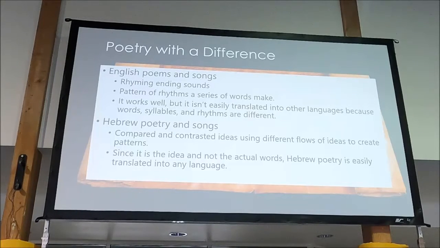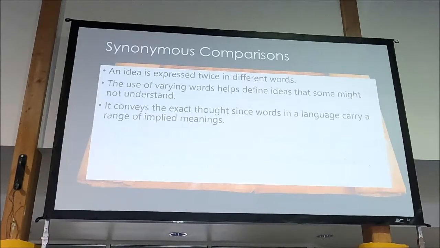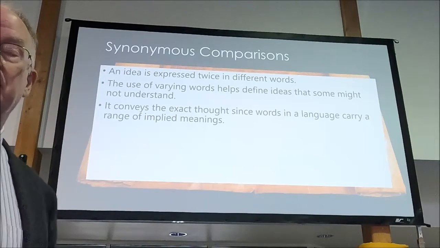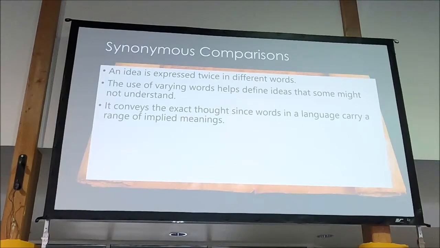So the first one we're going to look at is where we just have comparisons of two ideas and we're talking basically the same thing. It's called a synonymous comparison. The idea is expressed basically twice in a line. If you ever notice that a lot of the poems you're saying, wait a minute, you just said that, why are you saying that again? Well, that's the poem. That's the poem part.